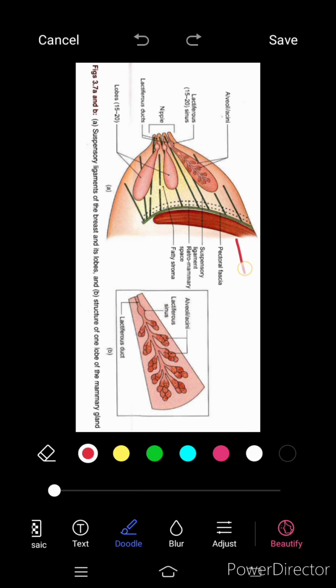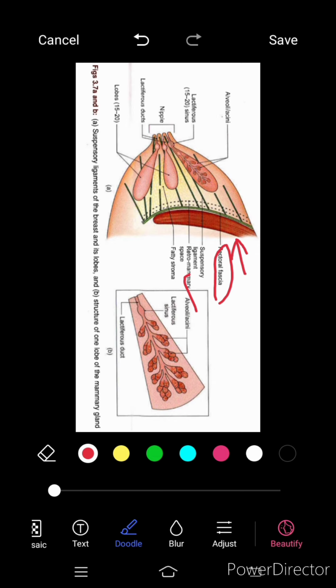Now let's see this figure. So this one is the pectoralis major muscle, and the breast is separated from the pectoralis major muscle by pectoral fascia, and it is separated from the pectoral fascia by a loose areolar tissue called the retromammary space. Due to this loose tissue, the normal breast can be moved freely over the pectoralis major muscle.